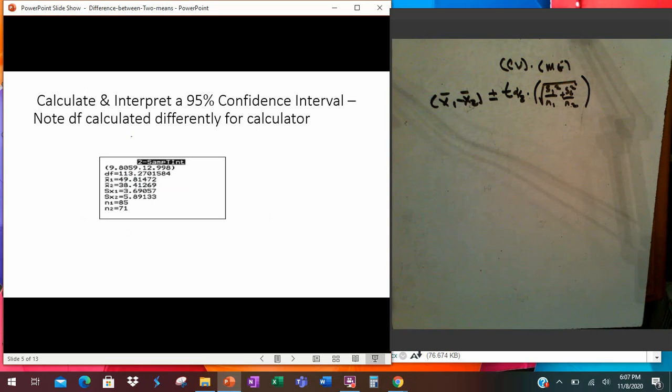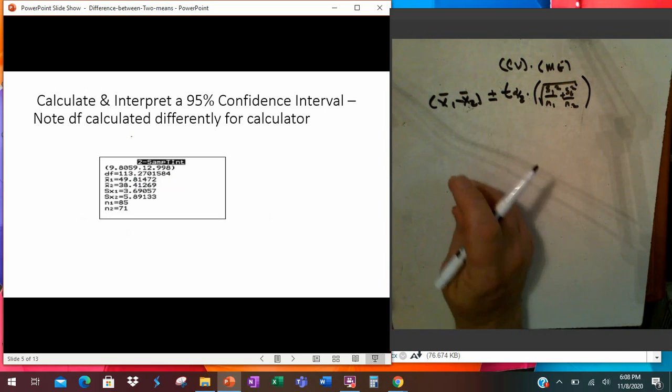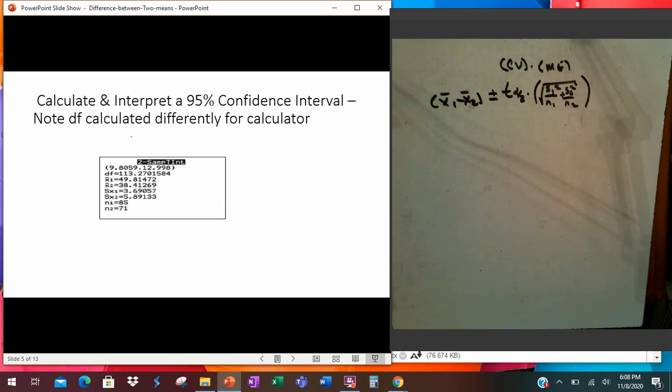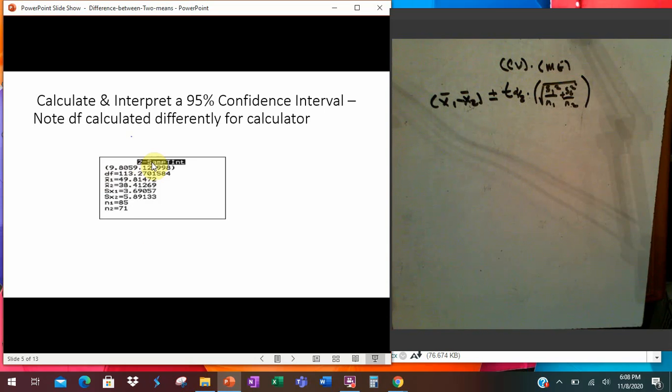So let's take a look at this and see what we come up with using this formula. And we're going to calculate and interpret a 95% confidence interval. And I want you to notice that they say degrees of freedom. There's the two sample t interval. Here's the confidence interval between 9.8059 to 12.998. Here they're using a degrees of freedom of 113. We're going to do that a little differently.